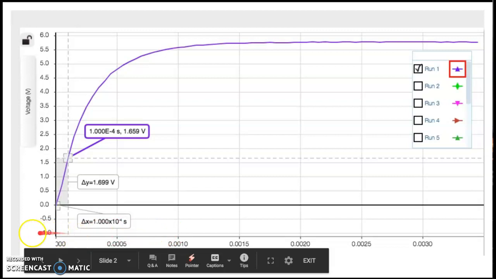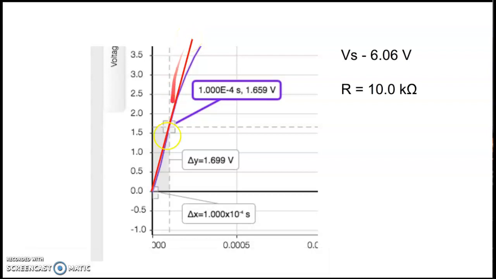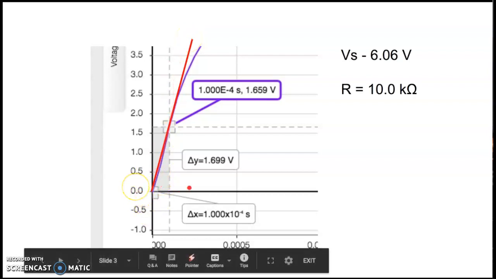It's the initial gradient that we're after. Bear in mind this is voltage and that's time. So if we do that, first thing is you draw in a tangent to the curve at the initial rise. It's that initial gradient at time t equals 0 that we're interested in. We don't care if it curves off later on, it's that initial gradient that is the key thing.